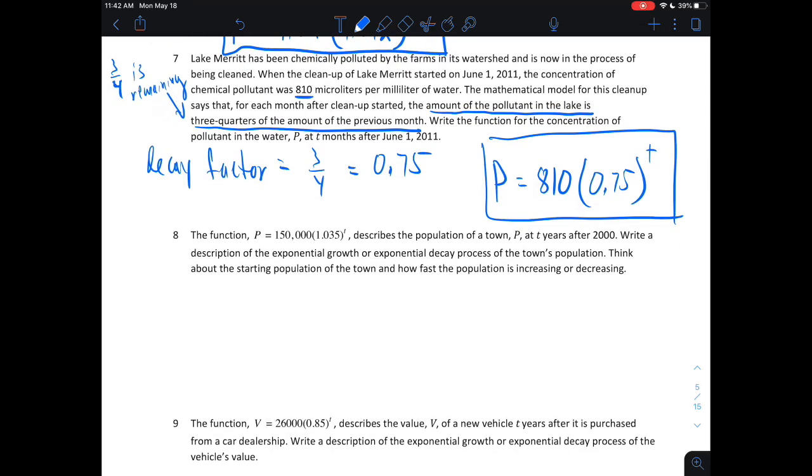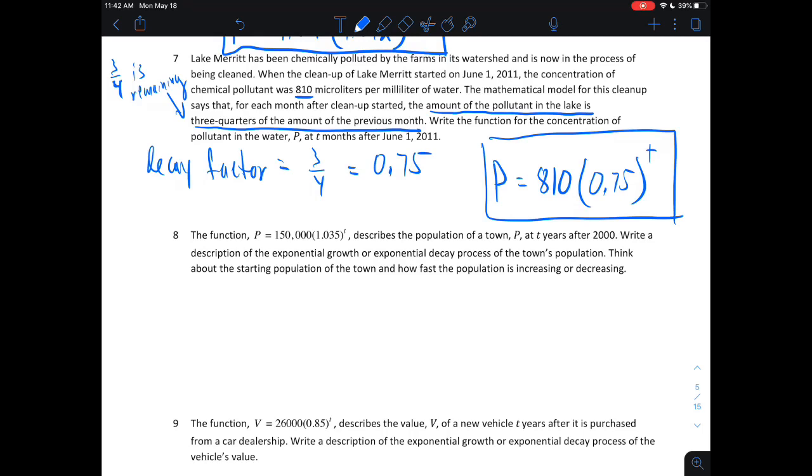Number 8, the function capital P equal to 150,000 times 1.035 raised to the T power describes the population of a town, capital P, at T years after 2000. Write a description of the exponential growth or exponential decay process of the town's population. Think about the starting population of the town and how fast the population is increasing or decreasing.